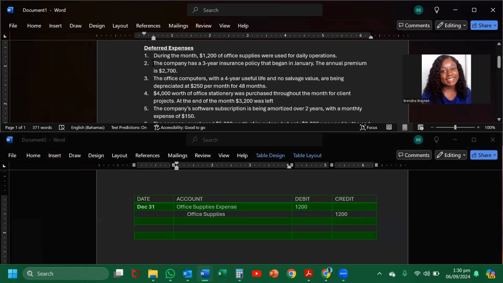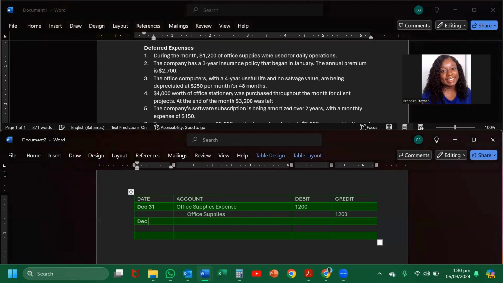The second question says the company has a 3-year insurance policy that begins in January. The annual premium is $2,700. So next, we're talking about something that is a prepaid expense, prepaid insurance most likely is where this would have gone. And so if we pay an annual premium of $2,700, that means that the $2,700 we pay is technically for 12 months. And every month, what should happen is a portion of that 2,700 should be an expense.